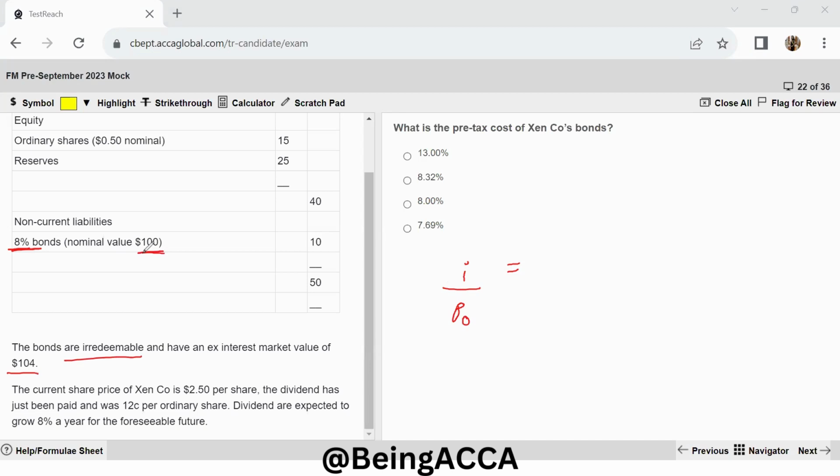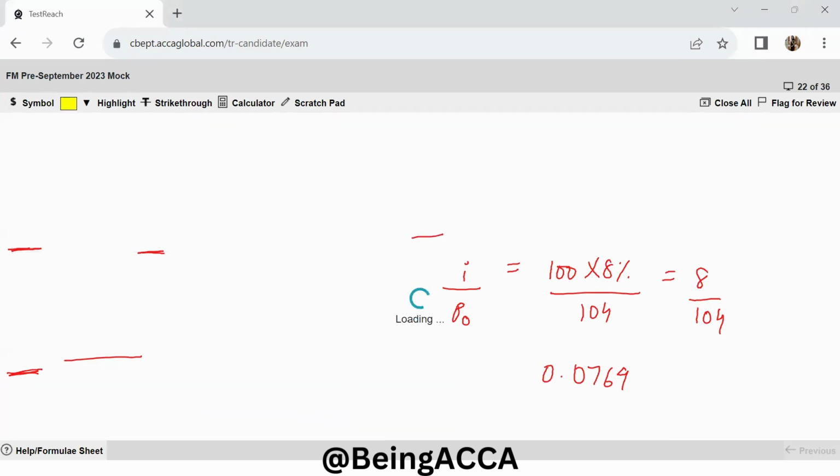So the interest will be 100 multiplied by 8%, which is nothing but 8, and divided by P0, which is 104. So this is 8 divided by 104, and if I just use my calculator to find how much that would be, this is 0.0769, and I can just multiply this by 100 to obtain a percentage, and I will get my answer as 7.69. So I will just mark this option and move right ahead.